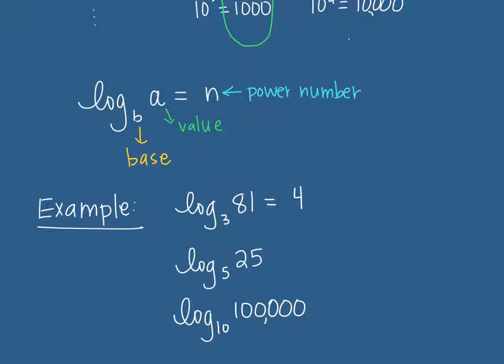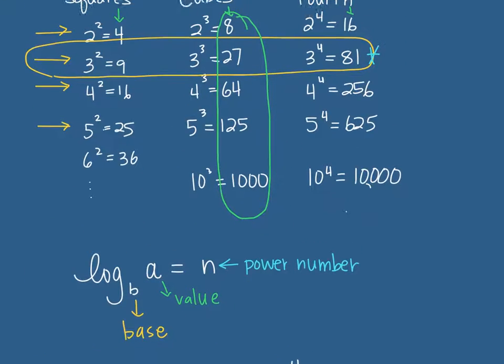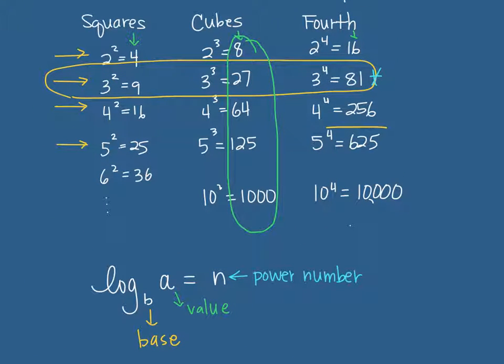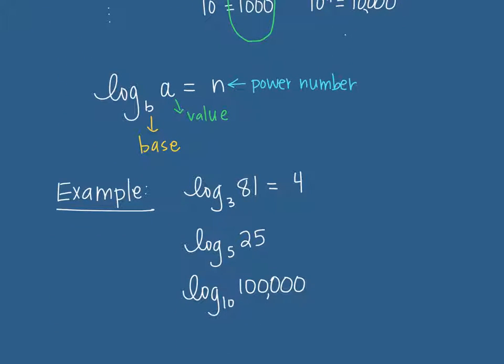Log base 5 of 25. Okay, well for that one, you got to think of what base 5 is. So there's my base 5 row. I got to find the value of 25, which is right here. And then I just have to understand what column I'm in for that. And so the answer to log base 5 of 25 is what? 2.